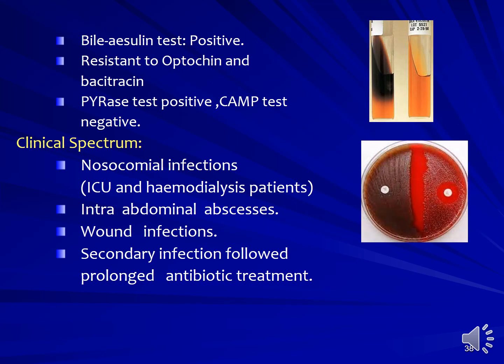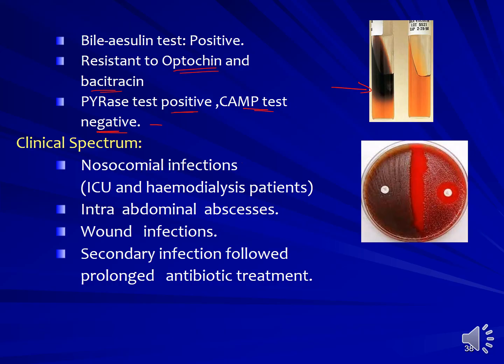The bile esculin test is positive, and they are resistant to both optochin and bacitracin. The PYR test is positive and the CAMP test is negative. The CAMP test is shown by Streptococcus agalactiae. I think you might have heard about this in the CNS, where we talked about Streptococcus agalactiae. So the CAMP test is negative for enterococci, but the PYR test is positive, just like Streptococcus pyogenes.